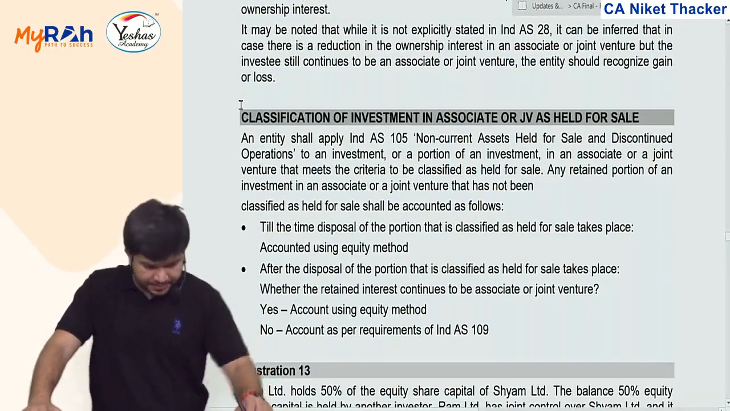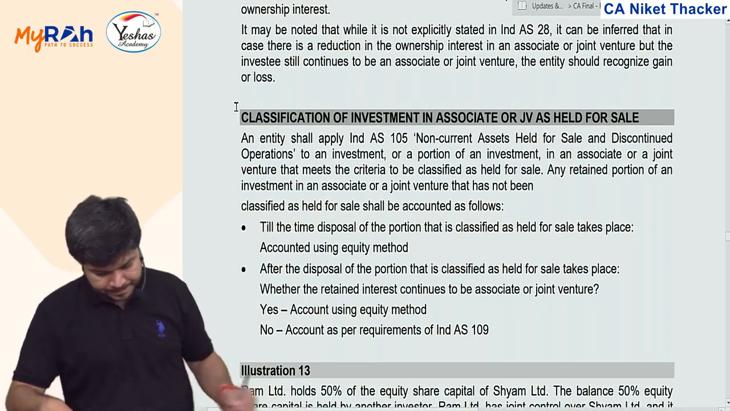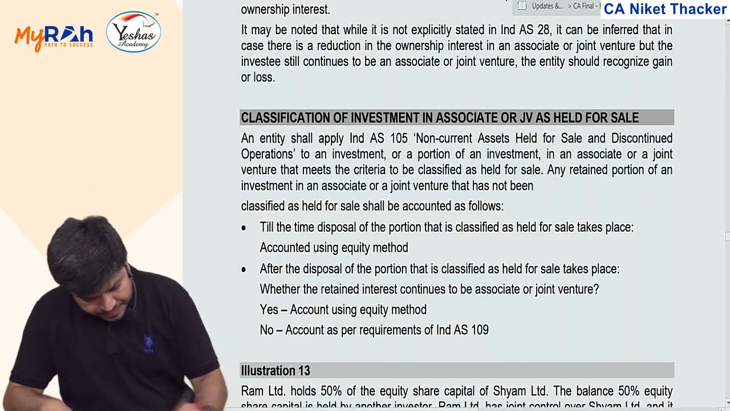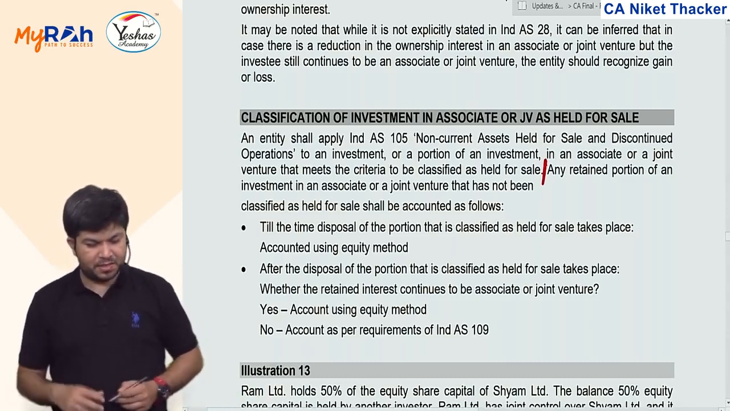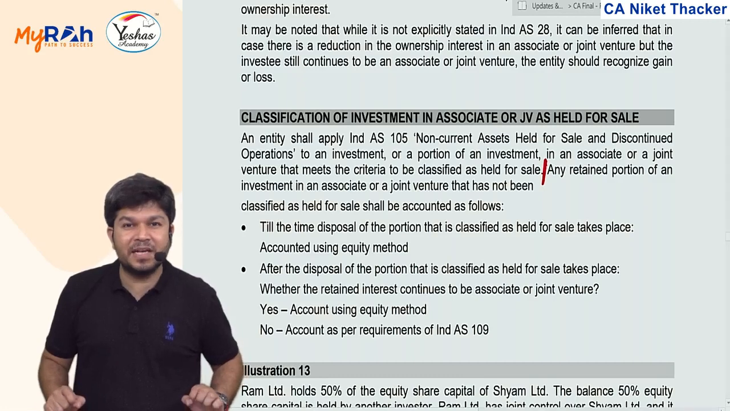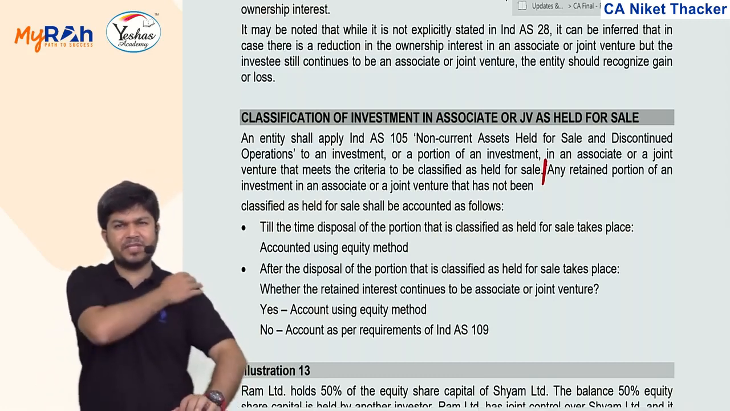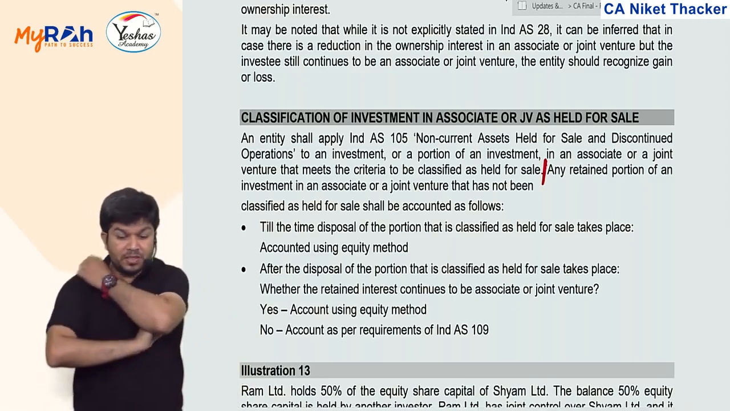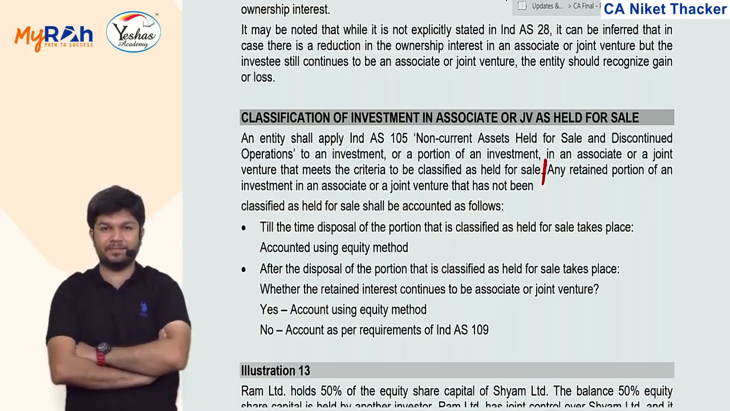Okay, next. There's one enter here which is missing. यहाँ पे एक enter आएगा. That's it. Investment in associate or JV classified as held for sale. Okay, we have Ind AS 105, non-current asset held for sale.